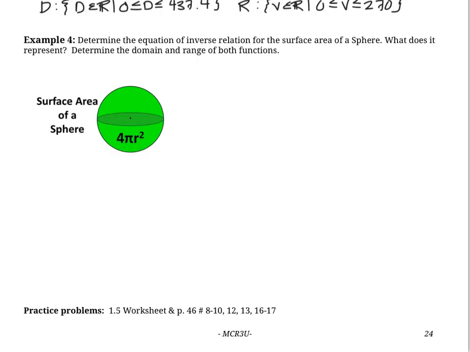All right, let's take a look at our last problem. It says determine the equation of the inverse relation for the surface area of a sphere. What does it represent? Determine the domain and range of the function. So we're given our equation of surface area. So the surface area is equal to 4 pi r squared. Our two variables are s for surface area and r is our radius. So here's our original function. In our original function, we input a radius and we get the surface area. So originally we input the radius and output comes the surface area of the sphere.